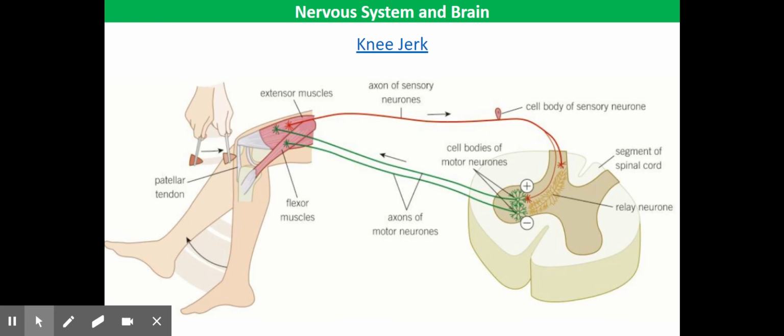This muscle is attached to the lower leg via the patella tendon that connects the patella to the lower leg bones at the front of the knee. When the muscles at the front of the thigh are stretched, specialized stretch receptors detect the increase in length of the muscle. If this stretching is unexpected, a reflex action causes contraction of the same muscle.